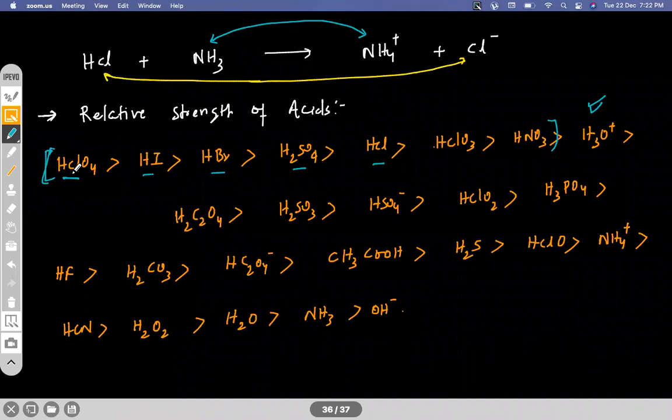Correct? Leveling effect of water. One more thing you see here, like I said in the beginning, it depends upon the solvent that you are taking. With respect to water, these acids will have equal strength and show the leveling effect. But when you take ammonia, what is the conjugate acid of ammonia? That is NH4+. Means from HClO4 to HClO, all these acids, if you dissolve in ammonia, their strength becomes equal in ammonia, and that strength is equal to the strength of NH4+. And this we call the leveling effect of ammonia.